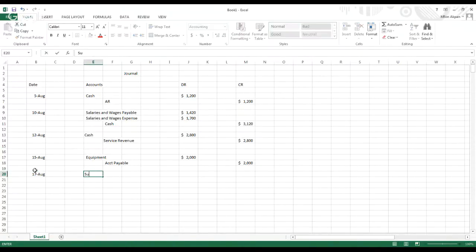There we go. And then let's move on to August 17th. Then we've got supplies, and that's 860 debit, so we bought some supplies. And then we've got accounts payable for 860. Then we're moving to August 20th.